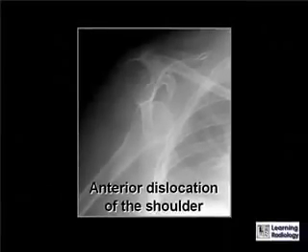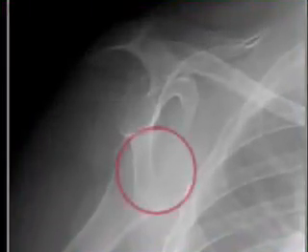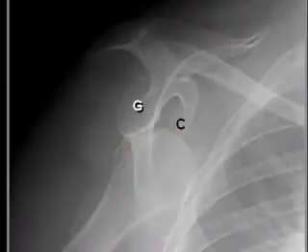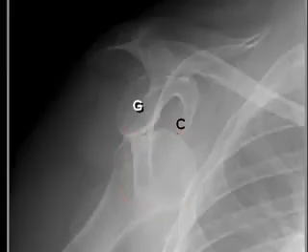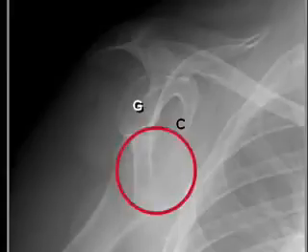This is an anterior dislocation of the shoulder. We can see that the humeral head lies under the coracoid process, medial and inferior to the glenoid, the typical location for an anterior or subcoracoid dislocation.